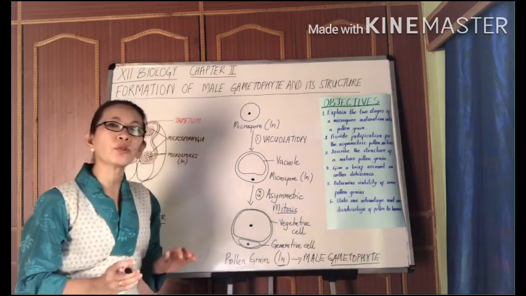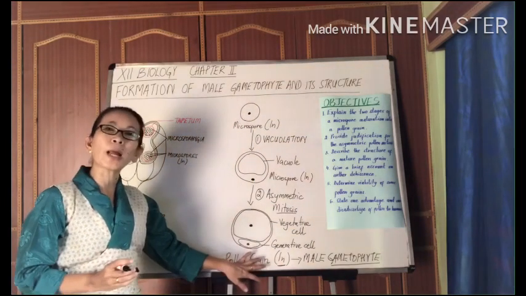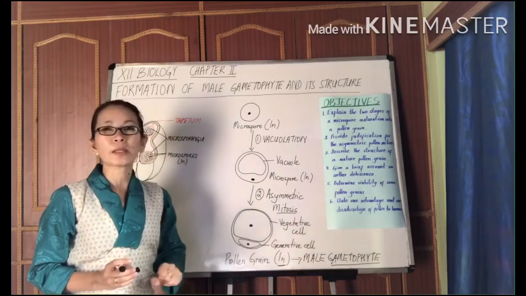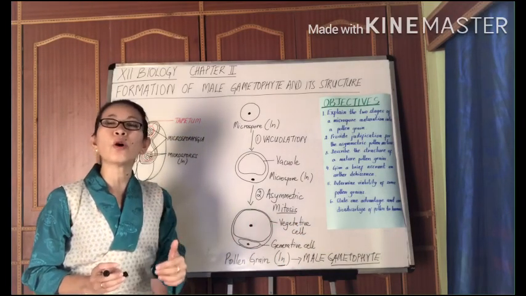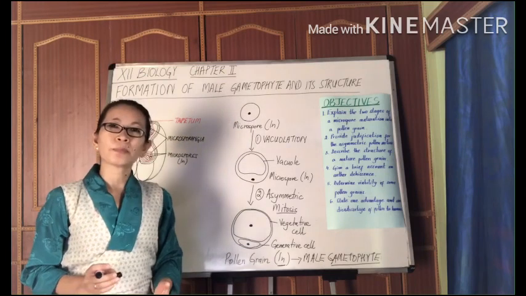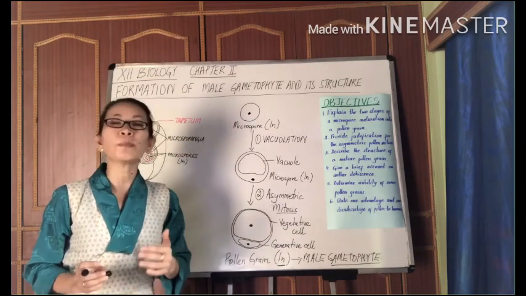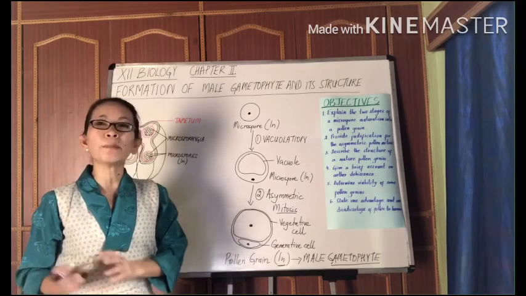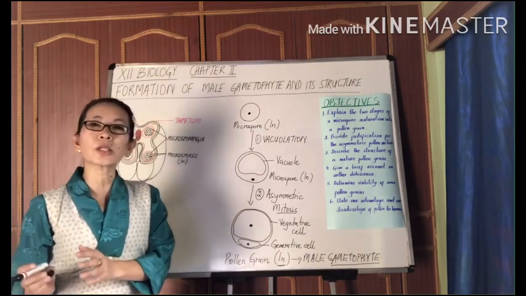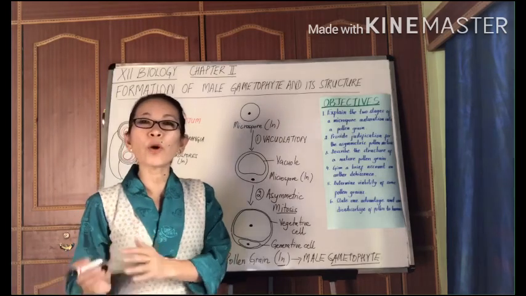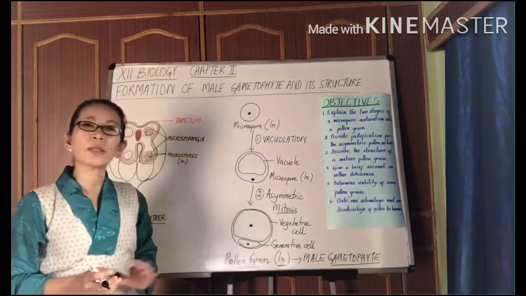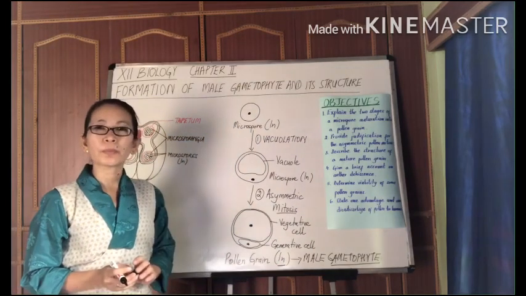And a male gametophyte is a structure or a plant body that would then give rise to the male gametes. So pollen grains are responsible for producing male gametes. But pollen grains are not male gametes. So please mark the difference here. Pollen grain is not the same as male gametes. Pollen grains are the structures or the gametophyte body from which we obtain male gametes. And we are going to be learning about this in our further discussion.